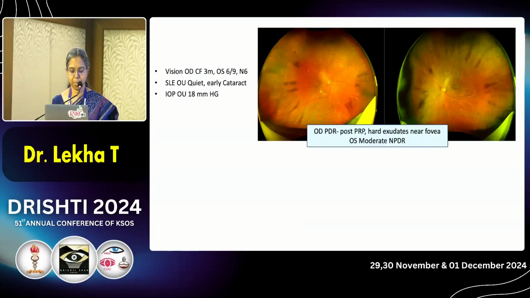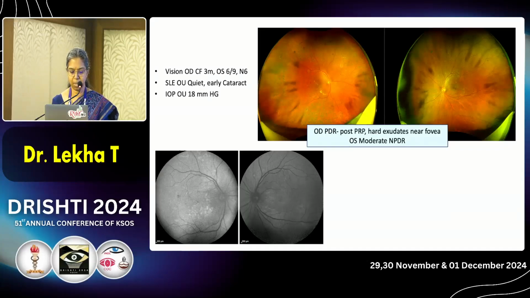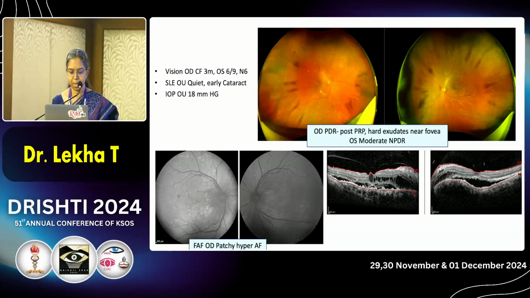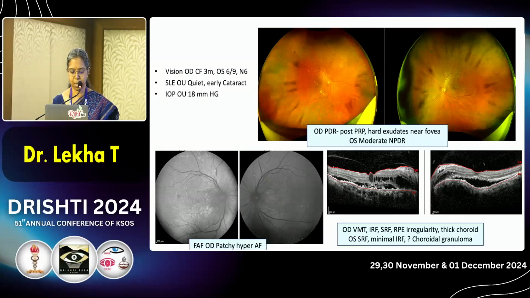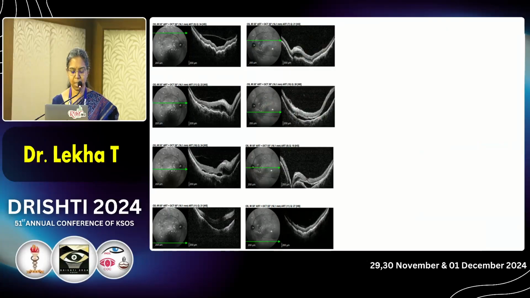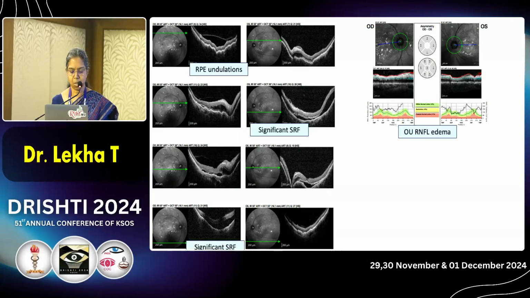Fundus showed PRP scars in the right eye and hard exudates near the fovea, and left eye had moderate NPDR. Autofluorescence showed some patchy hyperfluorescence around the fovea only in the right eye. However, OCT showed significant intraretinal fluid, subretinal fluid, hyperreflective irregular RPE, pachychoroid, and also in the left eye something like a choroidal granuloma. Again, it was a very confusing picture. Other OCT scans showed significant RPE undulations and SRF in both eyes. RNFL edema was also there in both eyes.